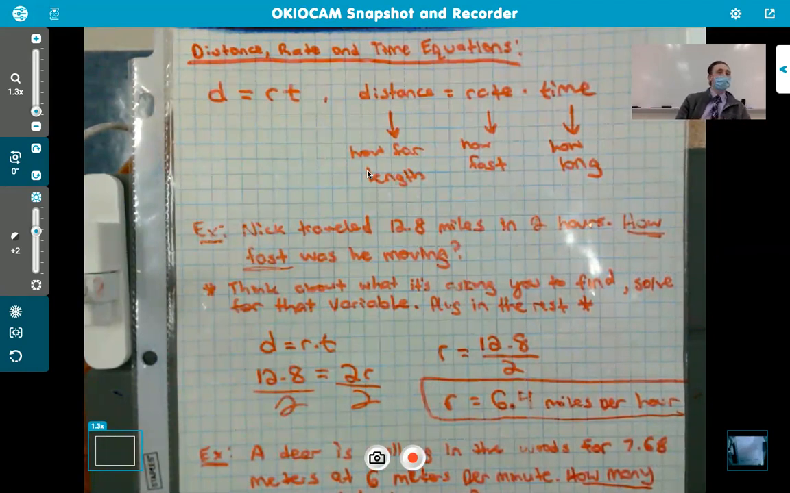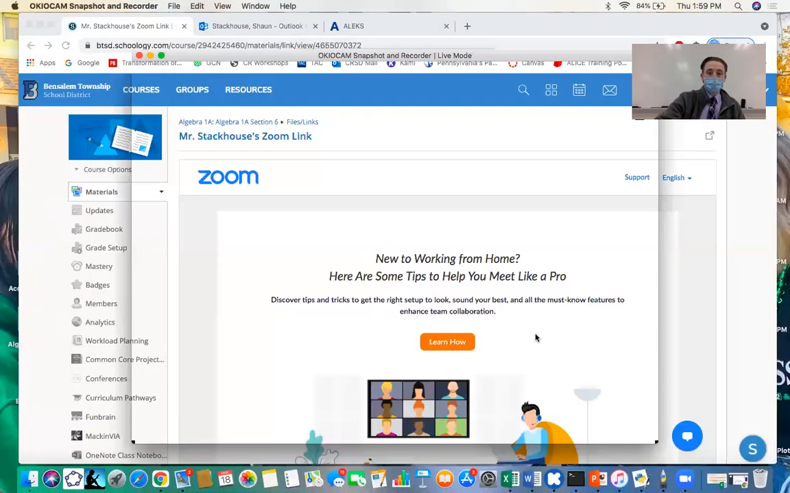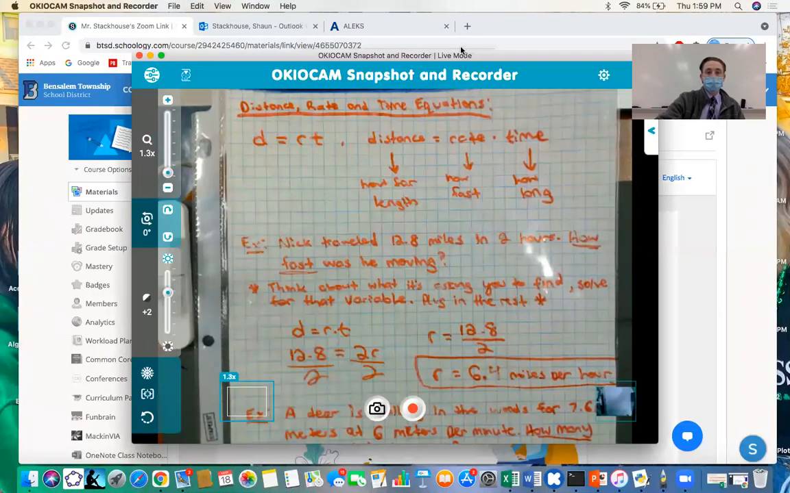Okay. So does anybody have any questions at all about this little mini lesson on the distance, rate, and time equations? We feel confident that we can be successful with this, right? It's just a matter of plugging in values and solving, okay? All right.